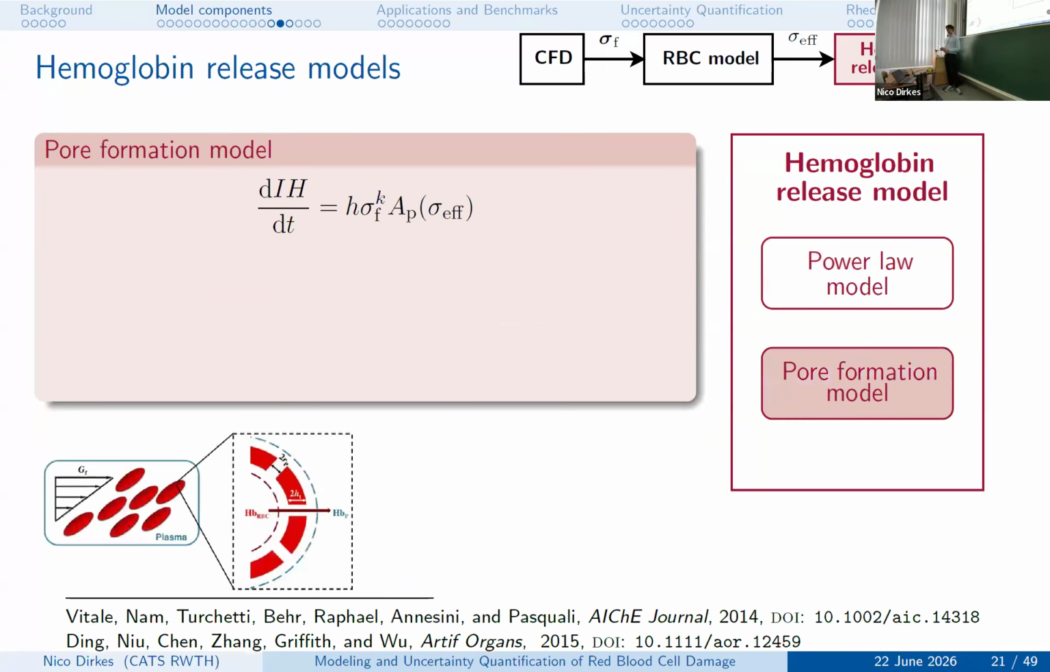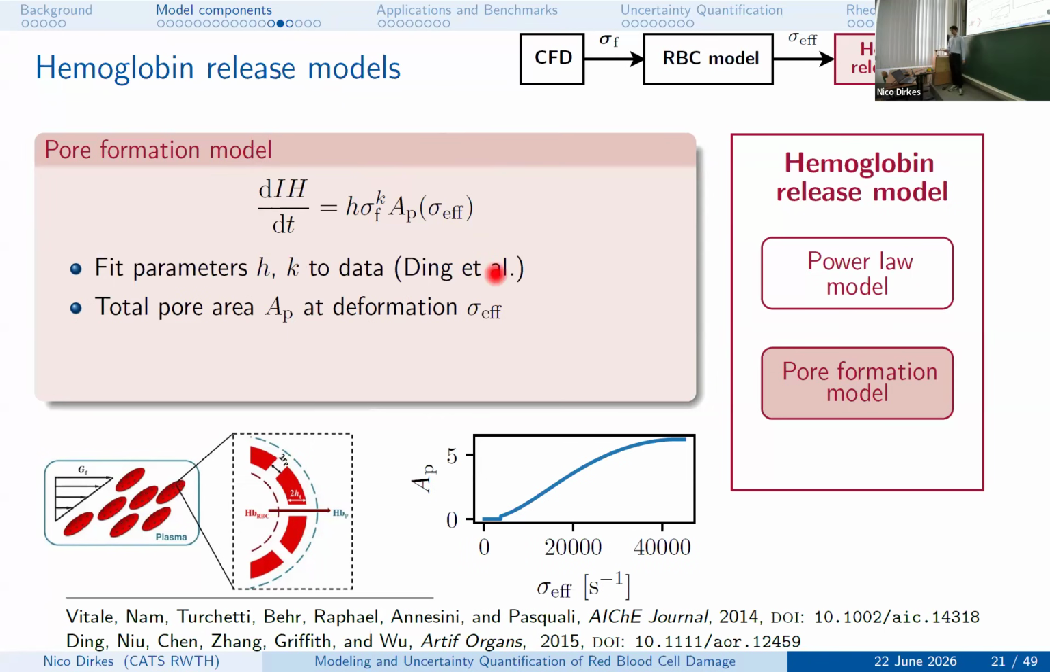So instead, what I want to propose is the so-called pore formation model. This is a slightly more detailed microscopic model. So here you can see that this is already in differential form, so we don't get this issue anymore with trying to convert from this algebraic form to a differential form. We don't need to linearize anything. We again have two free parameters here, this h and k, and we also fit this to data with the same experiments. What we have here in addition is this A_P, which represents the total pore area.